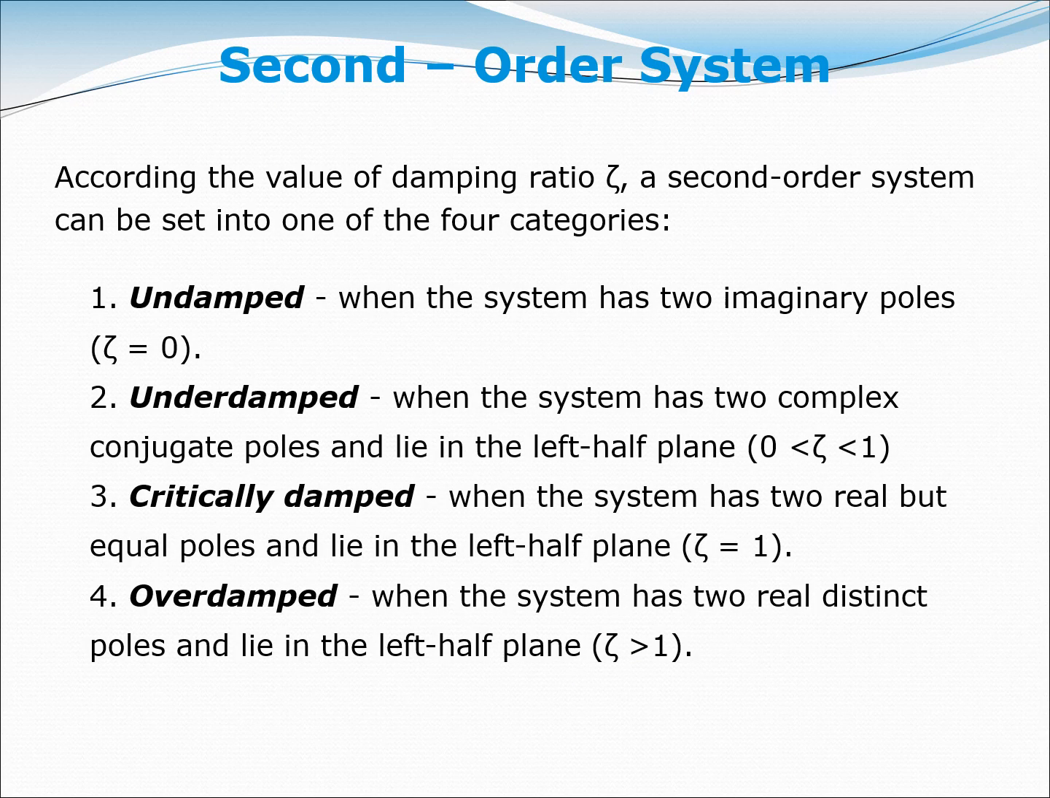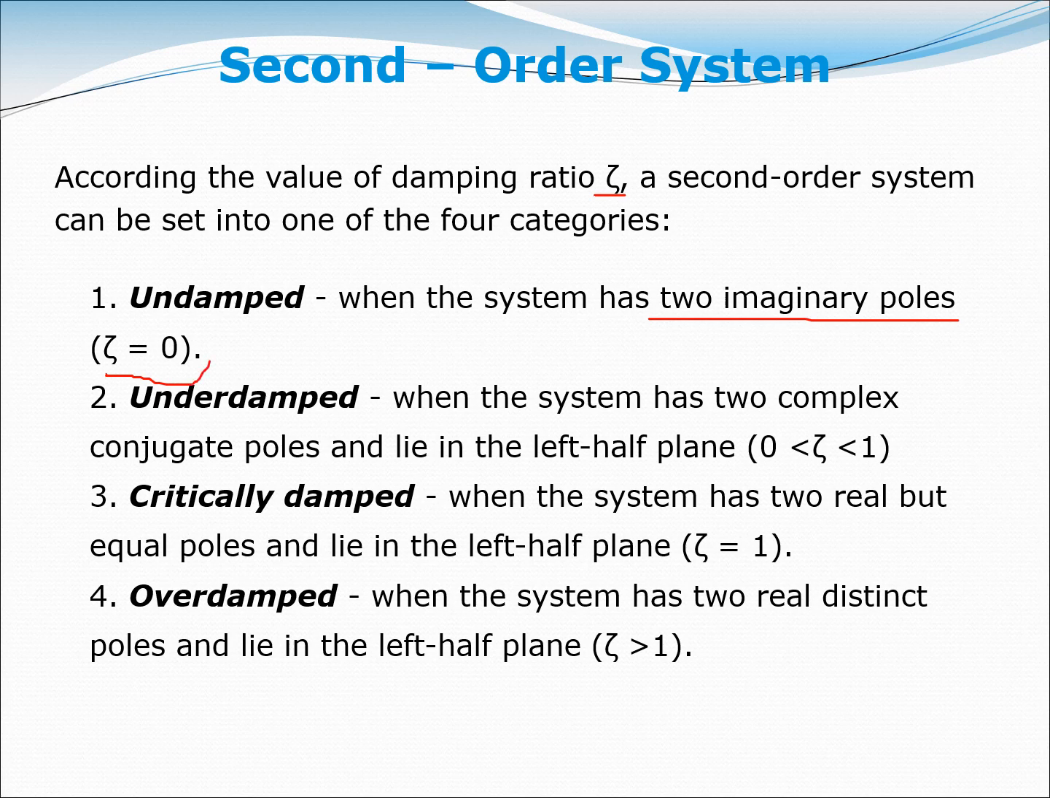According to the value of damping ratio zeta, a second order system can be set into one of four categories. The first one is undamped, when the system has two imaginary poles. I hope all the students still remember the definition of poles and also the definition of zeros. Undamped happens when zeta equals 0.